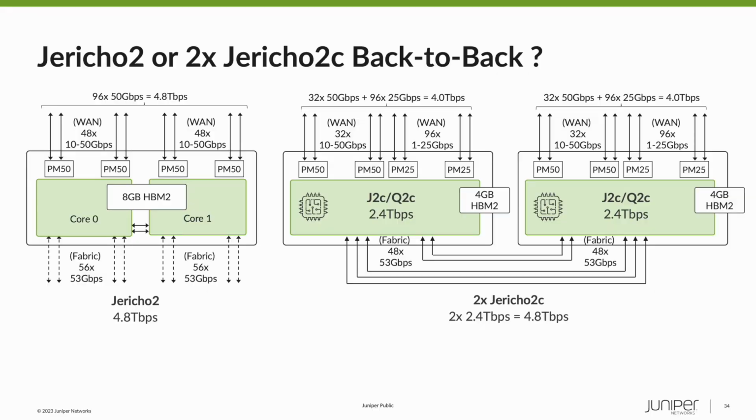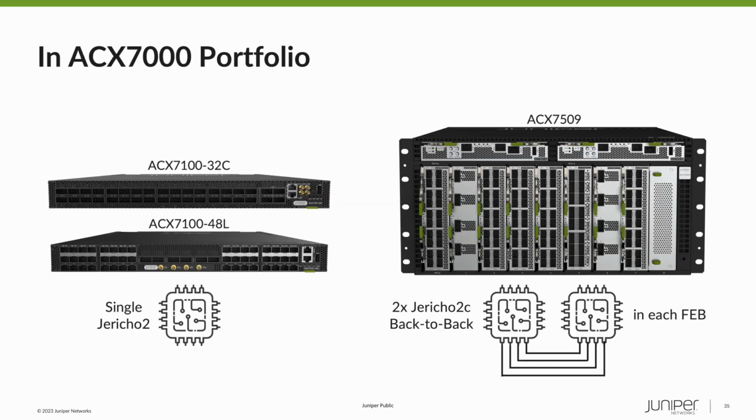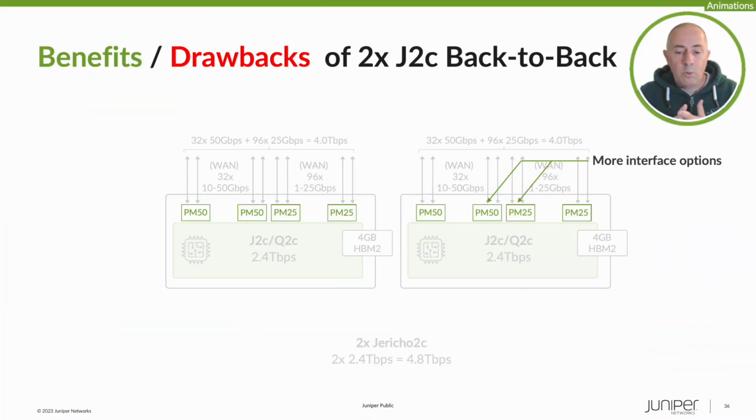In certain products, we have Jericho 2, and some other times we have 2 Jericho 2C in back-to-back. And that's what we have on the ACX7100 32C and 48L with only a single Jericho, and the ACX7509 FIB with 2 Jericho 2C back-to-back. So why do you do such a thing? The benefits are simple. Number one, with Jericho 2C in back-to-back, we have a mix of PAM25 and PAM50, offering natively a larger span of interface options, from 1 gigabit Ethernet to 400 gigabit Ethernet. That's very good for the aggregation device we try to build.